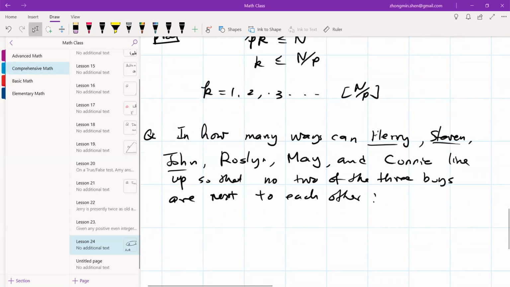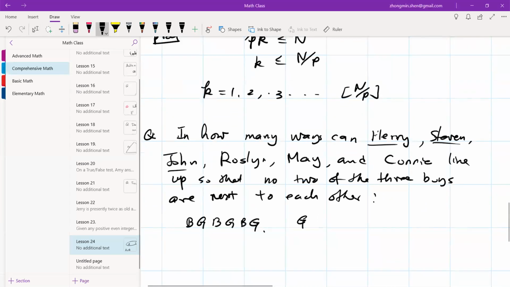Okay. Anyway, so we just assume three boys, three girls here. How to count them? We have to look for possible patterns. In order to make sure no two of the three boys are next to each other, the possible pattern will be boy, girl, boy, girl. That's one of the patterns.